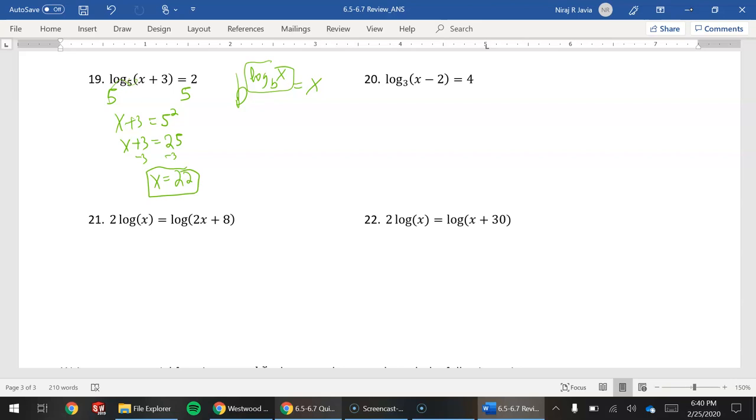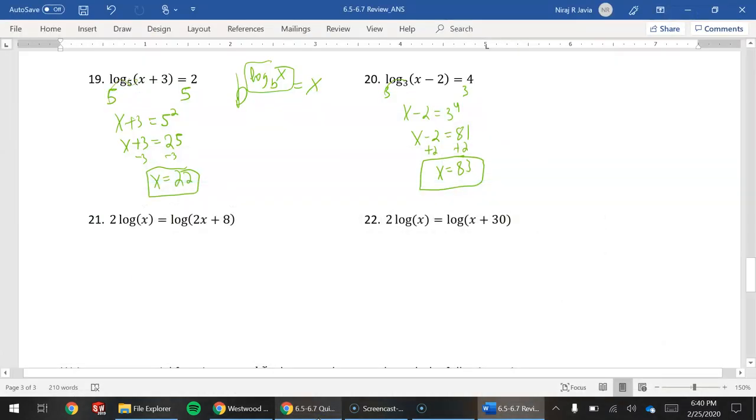Alright. The same rule will apply here, because we have log base 3 of x minus 2. In order to take care of this, I've got to put a 3 on the bottom left corner of both sides. Bang, x minus 2 is equal to 3 to the 4th power, which is x minus 2 is equal to 81. Add 2, add 2, x is equal to 83. And there you go. That is using that inverse property.